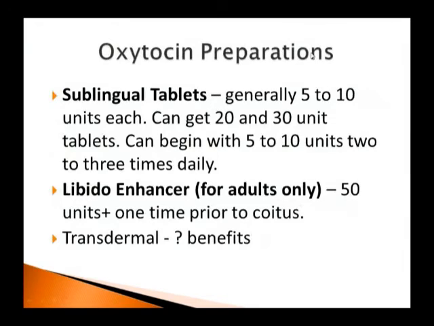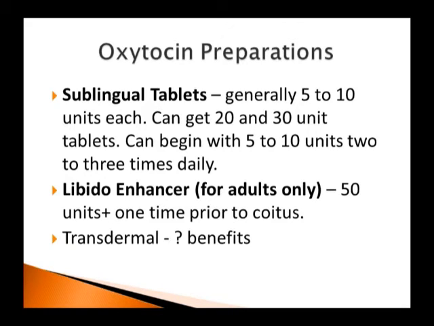And then, as I mentioned before, some of the different types of preparations for oxytocin. The nasal spray is very popular. I started using sublingual tablets a number of years ago, and these actually work pretty well too. I often find the sublingual is easier to administer for little kids because some kids don't like the nasal spray. Usually a 5 to 10 unit tablet. You can get higher. I usually am more conservative.